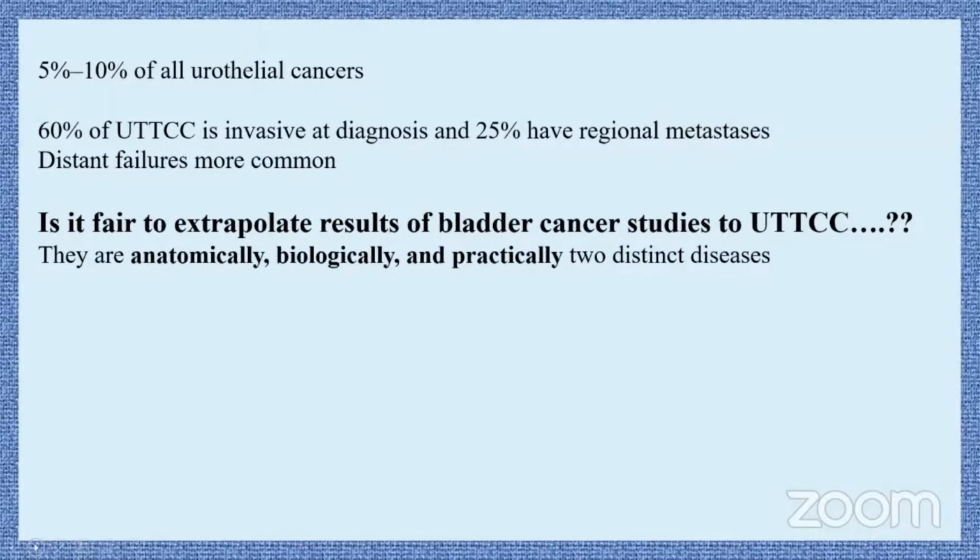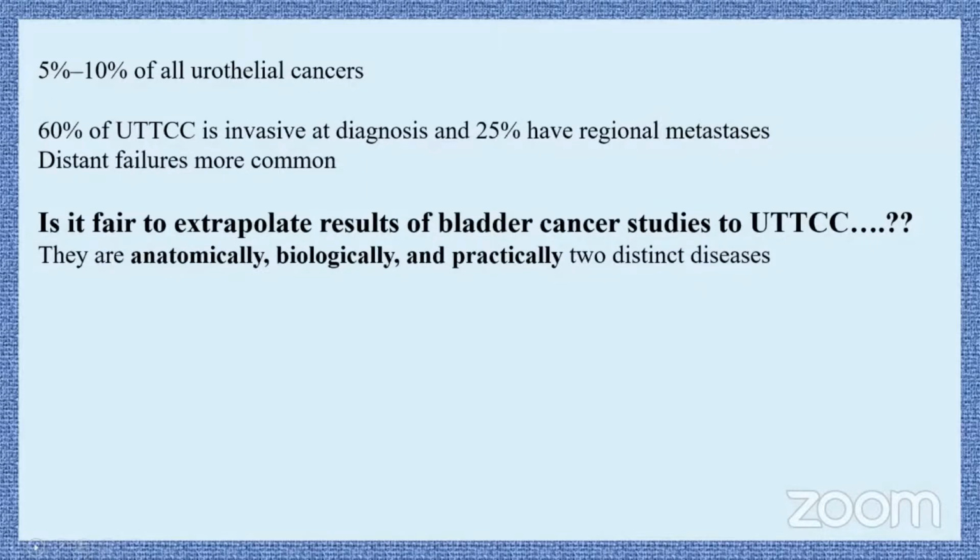If we consider all urothelial malignancy, then 5 to 10% of the tumors are upper tract urothelial malignancy. Out of these, 60% are invasive at diagnosis, and 25% have regional metastatic disease. Distant failure is also not uncommon in this population. So now the most important question, because these are 5 to 10% of all urothelial malignancy: can we extrapolate the results of bladder cancer studies to this type of tumor?